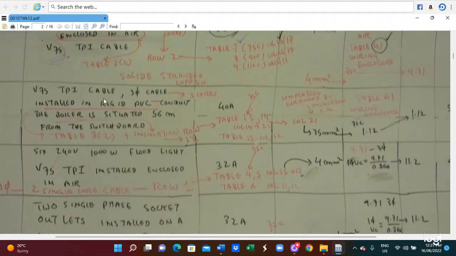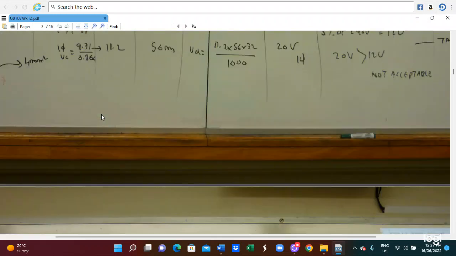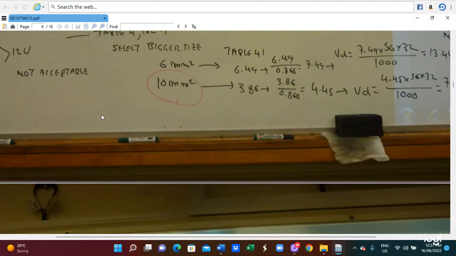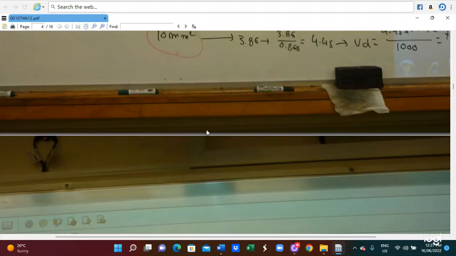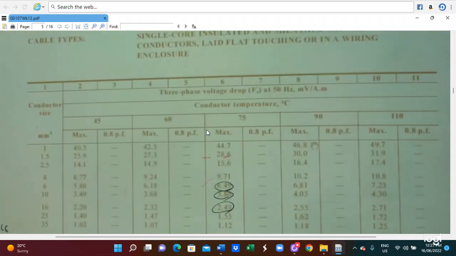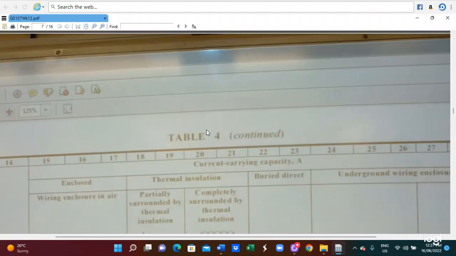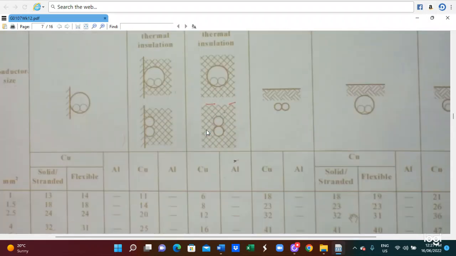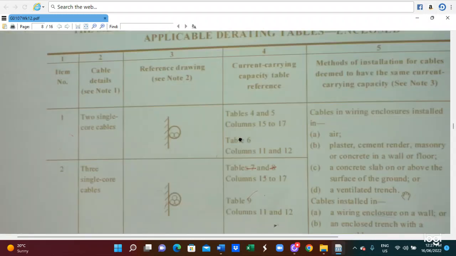Similarly, you look at all the other circuits. All the others are calculations, and you can select the appropriate table. This is table 41, voltage drop calculation. This is table 32.